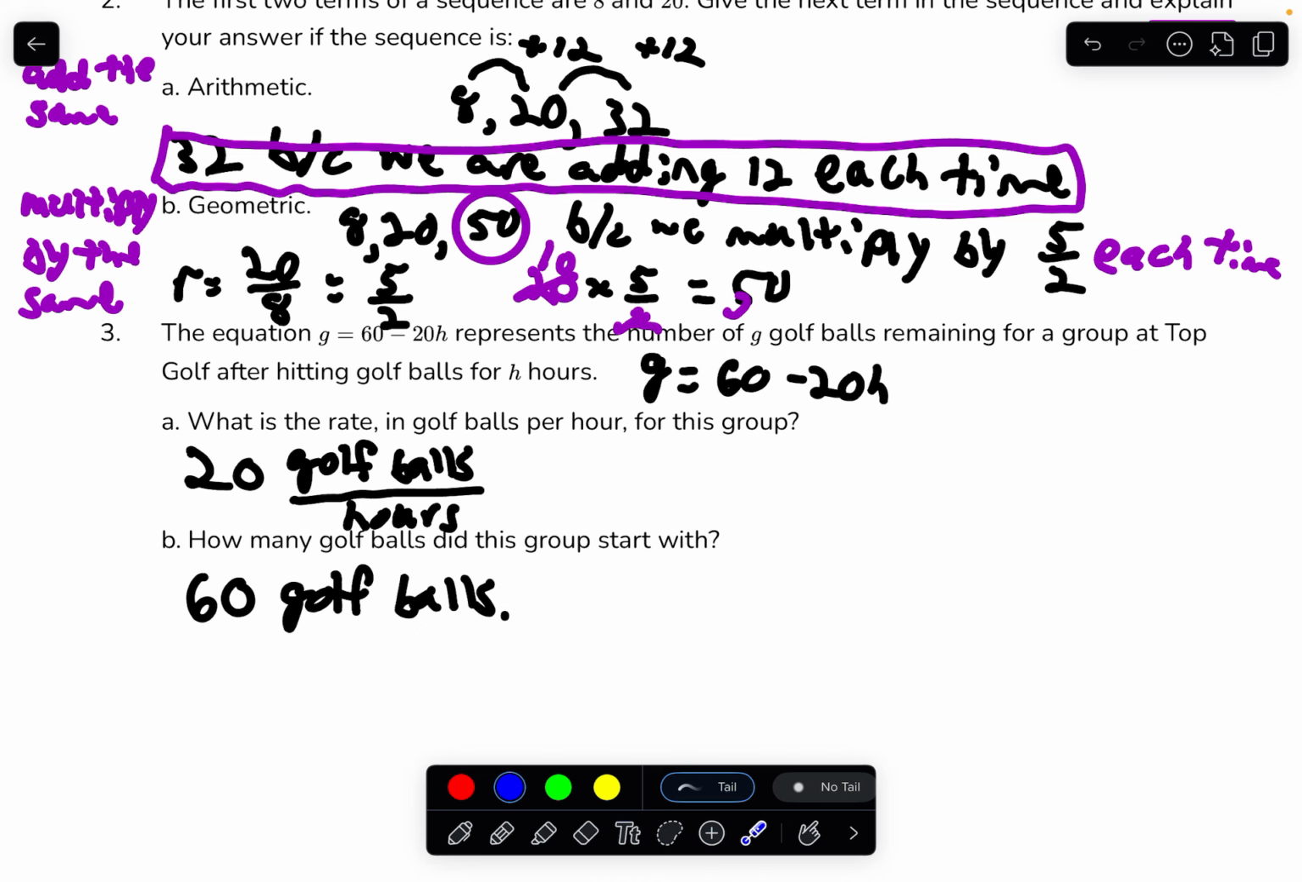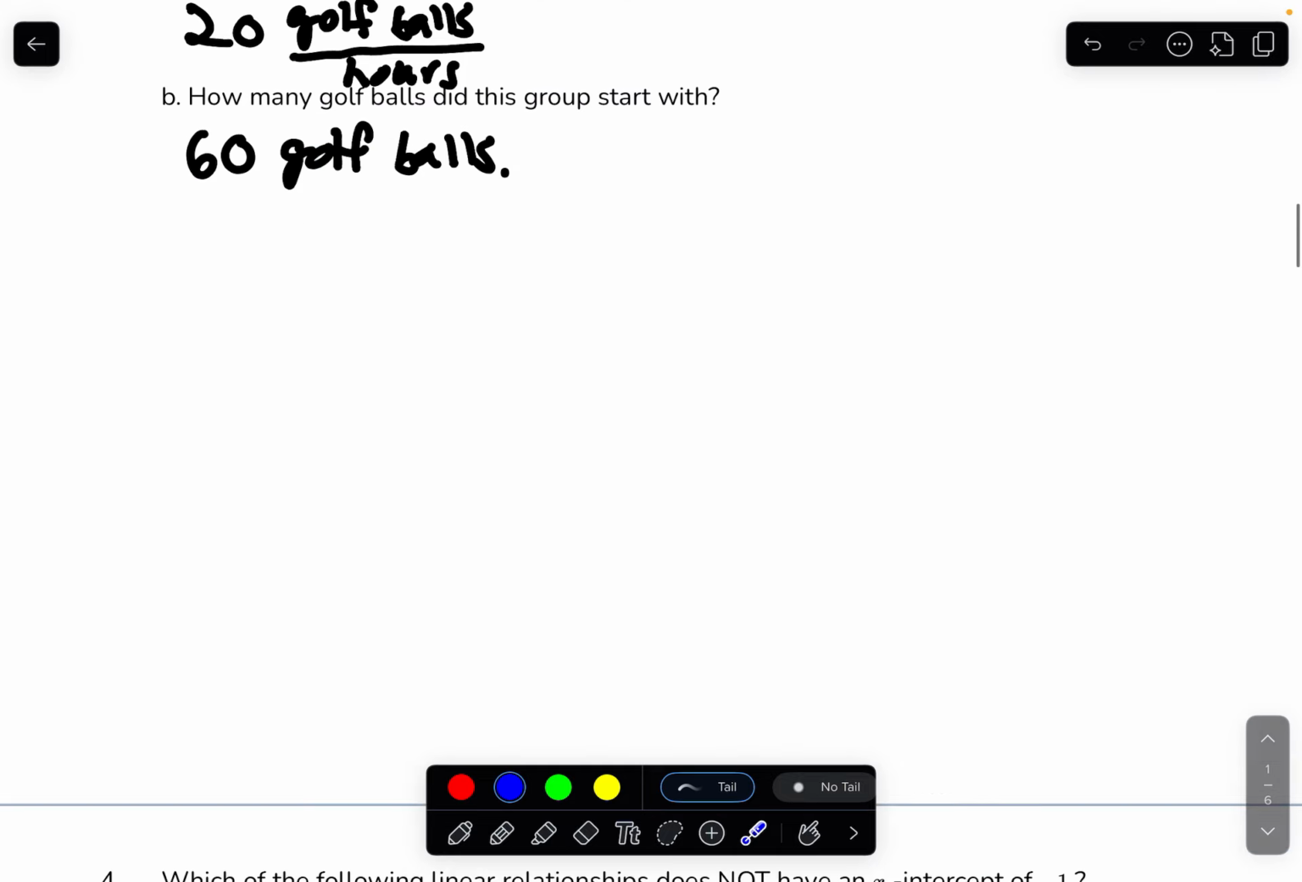All right, you could say I'll accept 20 or negative 20, because negative 20 just means you're decreasing the number of golf balls. But really, since they want the rate at which the golf balls are hit, it's just 20. How many golf balls did this group start with? Well, when they started, the number of hours was 0, so everything is 0 except for the 60. And that's B. All right, that's question 3.